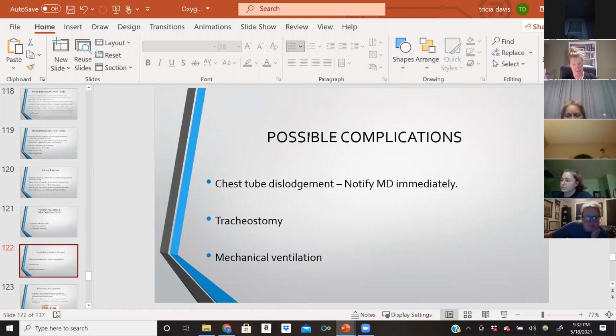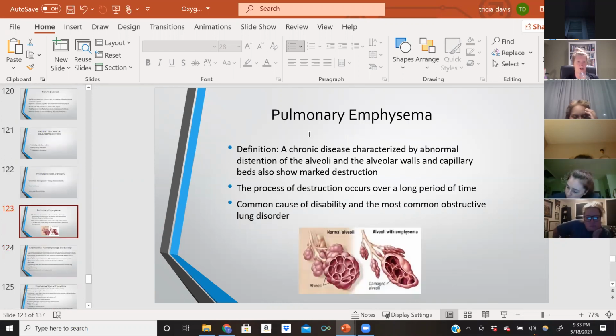Possible complications. The chest tube could come dislodged. This is a medical emergency. Notify the doctor immediately. If the chest tube doesn't work, you might have to do a tracheostomy. That would be severe. And then they could require mechanical ventilation. Hopefully the chest tube works.